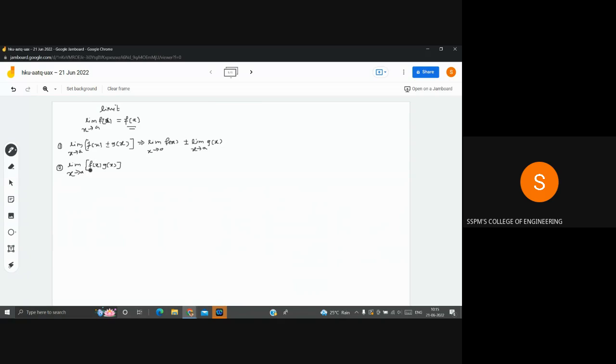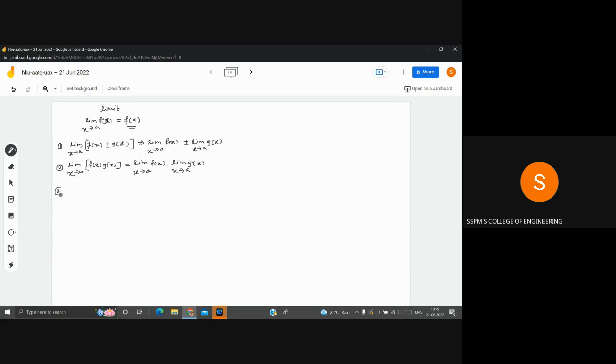So if there are a number of functions in the form of products, we can apply the limit to every function. That is, the limit of f of x as x tends to a into the limit of g of x as x tends to a. So it means the limit of a product is equal to the product of the limits.